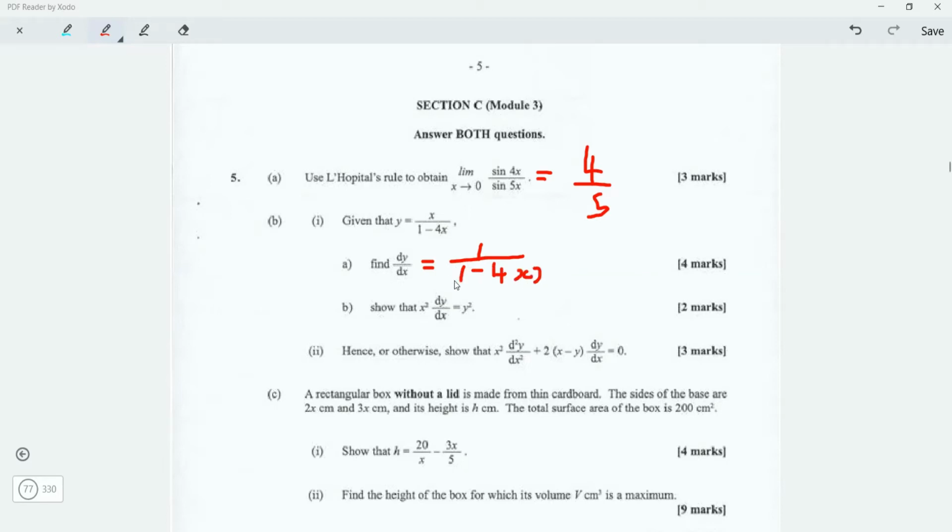Then now it says, show that x squared times dy by dx is y squared. So now, Marika, we're going to start by writing down what y was. Y, remember, was x over 1 minus 4x. Then now, in a different color, we're going to write down what dy by dx is. Dy by dx, we just found, was 1 over 1 minus 4x all squared.